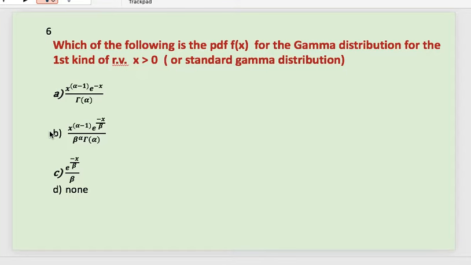In question number 6, which of the following is the PDF of the gamma distribution of the first kind, or we can say the standard gamma distribution. We know that the standard gamma distribution is option A. So it is memory based; you have to remember all the PDFs. The second is for the second kind, and the third option is for the exponential. But in the current question they are asking for the first kind, so A becomes the correct option for this question.